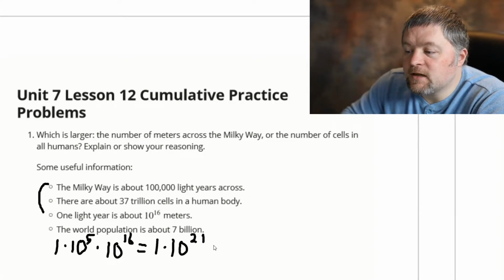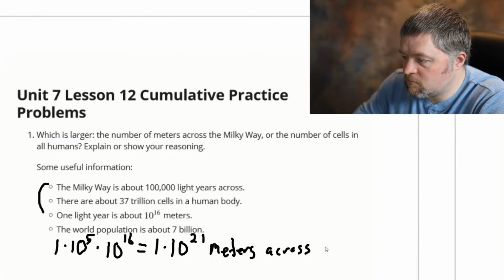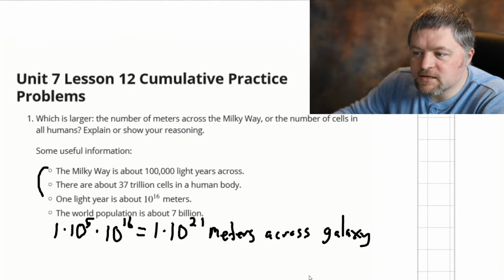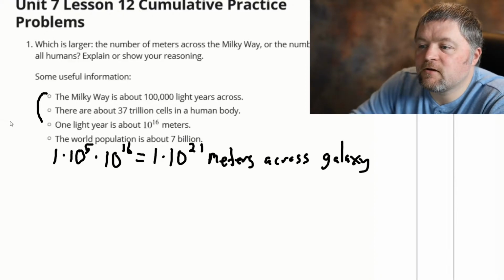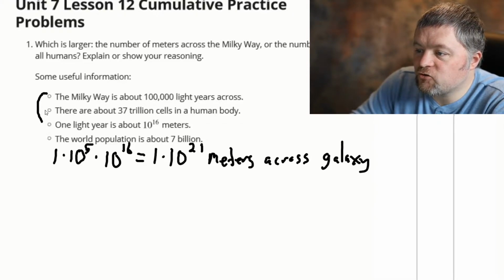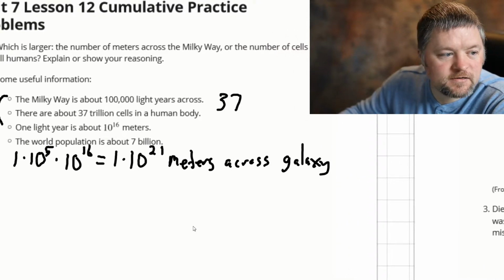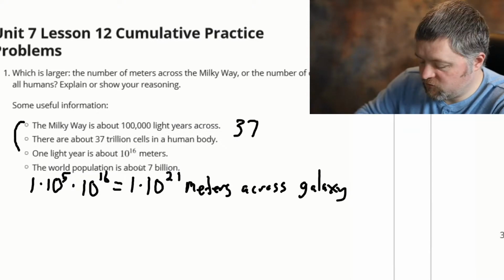I should label this with units. It's the number of meters across the galaxy. So now we need to figure out how many cells are in all humans. There are 37 trillion cells in a human body. 37 trillion is 37. I should move this so it will fit on your screen. 37 trillion.